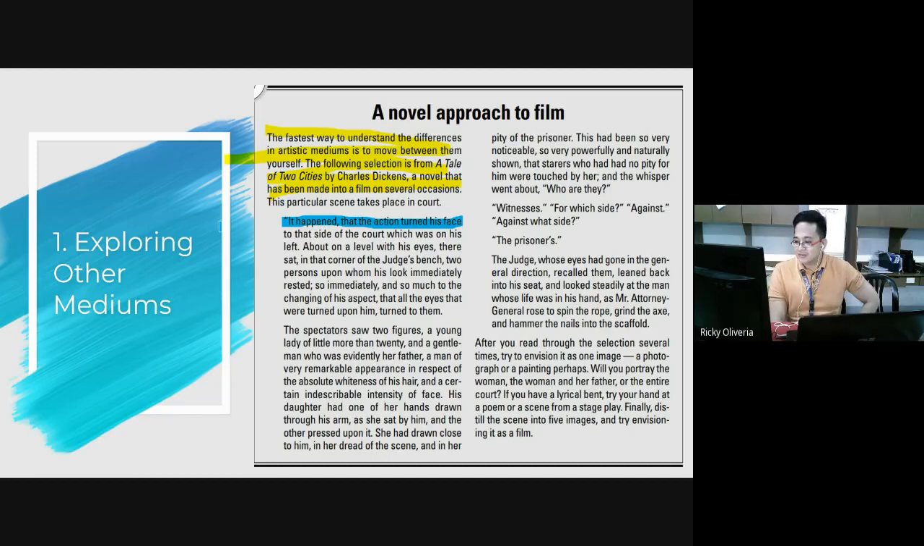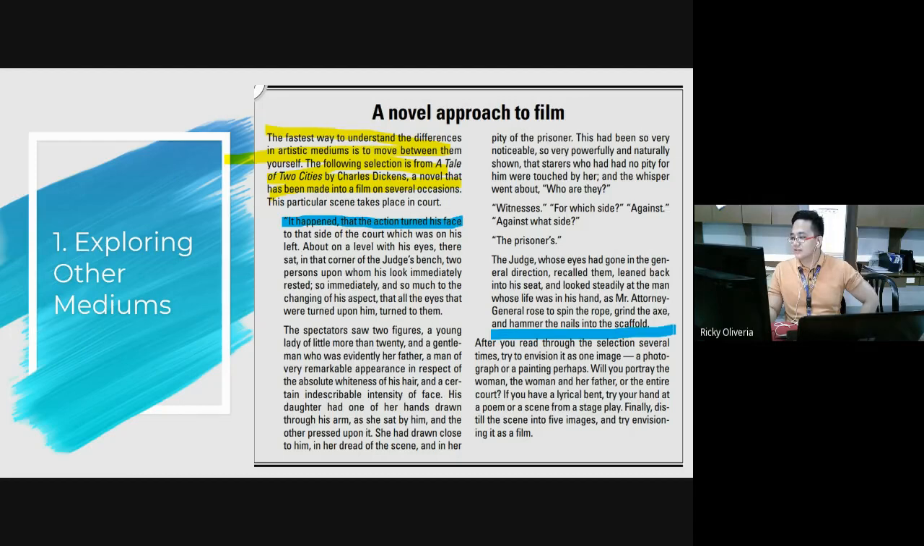In respect of the absolute witness of his hair and a certain incredible, indescribable intensity of face. His daughter had one of her hands drawn through his arms. Okay, parang naka-ano siya dun sa arms, no? As she sat by him, and the other pressed upon it. She had drawn close to him in her dread of the scene and in her pity of the prisoner. So, most probably, the description looked like parang nasa korte sila.